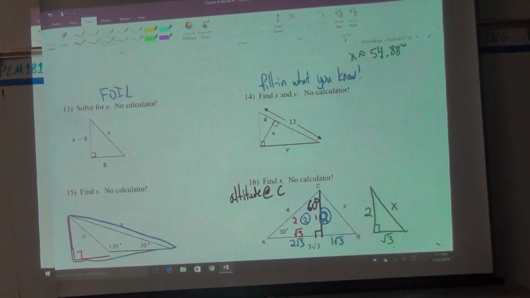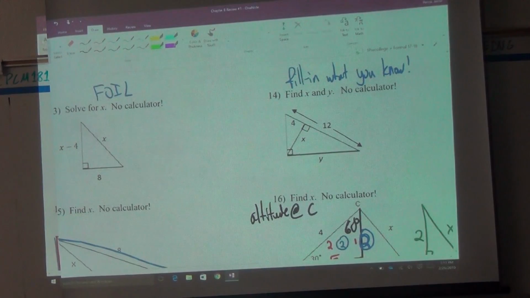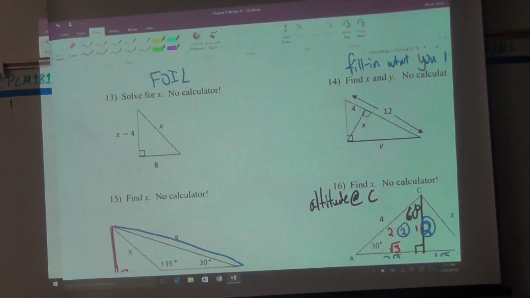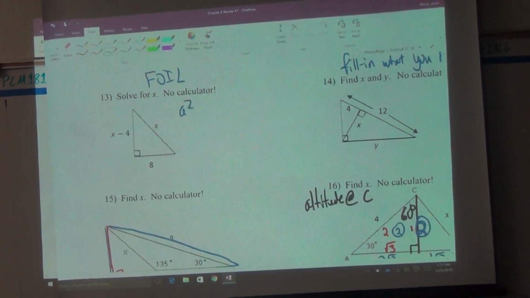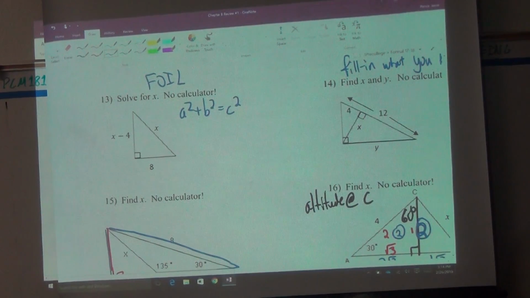All right, so starting with number 13 here, it says solve for x and no calculator. When you see this problem, you should immediately think a squared plus b squared equals c squared. And you should have one bright thought right afterwards. What is that thought? Foil. You need to foil.